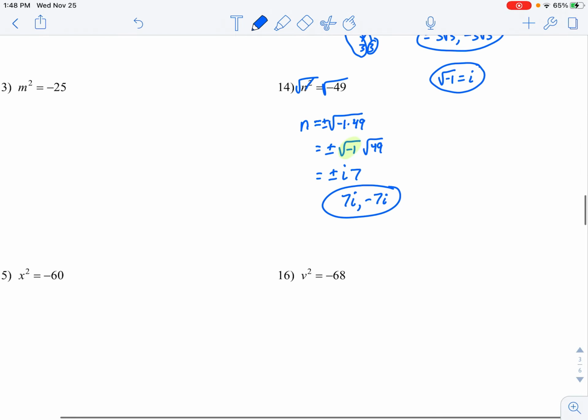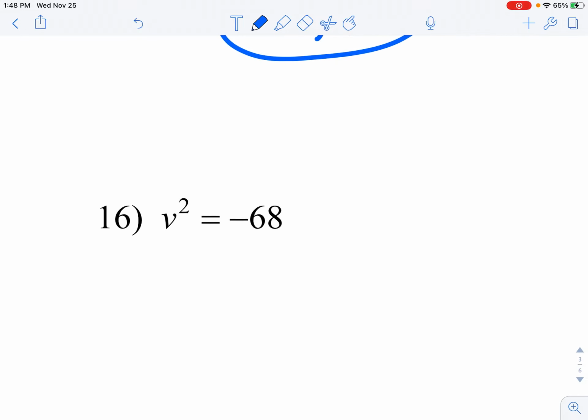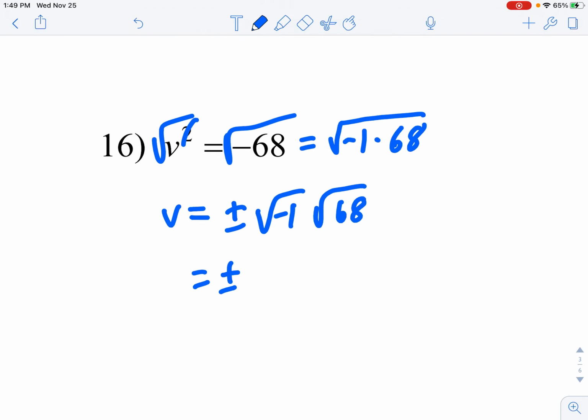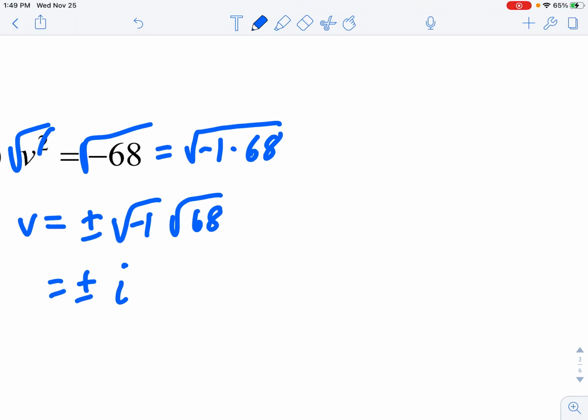All right, number 16, same kind of an idea. We need to solve for v, so I have to square root both sides. It cancels out. The square root of negative 68. Well, we're automatically going to need a plus minus. The square root of negative 68 is like negative 1 times positive 68, right? So square root of negative 1, square root of 68. The square root of negative 1 is i. The square root of 68 is not a perfect square, so it won't just perfectly simplify.